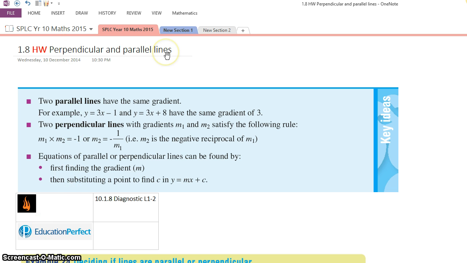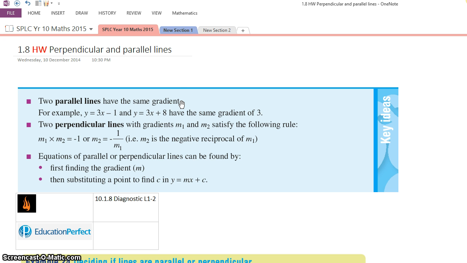Perpendicular and parallel lines, really easy stuff, all revision. Perpendicular means at right angles, so perpendicular lines are at right angles to each other. Parallel lines are travelling in the same direction. So what does that mean? Parallel lines are going to have the same gradient.